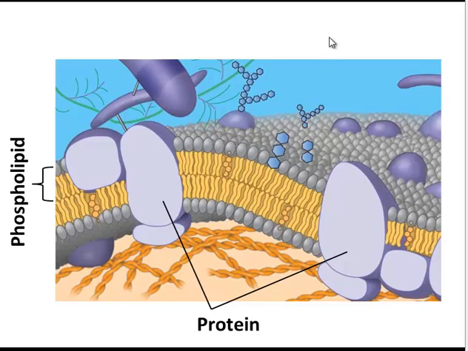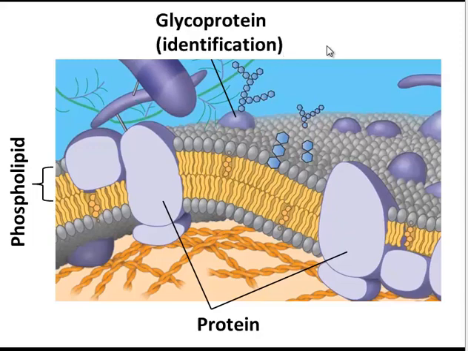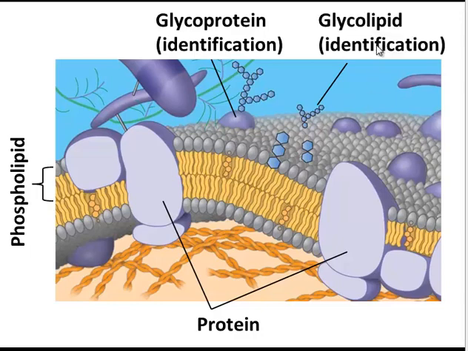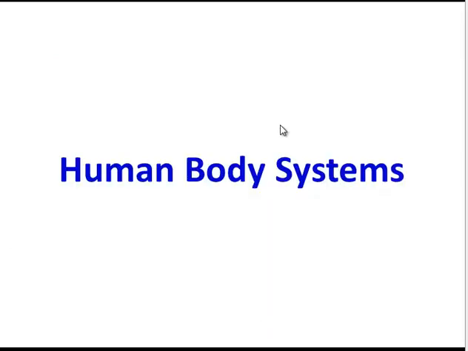Now, let's take a look at one more interesting thing. Here we can see a protein with some carbohydrates attached to it. This is known as a glycoprotein, and it's used for identification. Here is something similar, again, carbohydrates attached to the phospholipid. This is known as a glycolipid, and it's also used for identification. So this is kind of like the cell's driver license. It tells other cells what kind of cell it is.